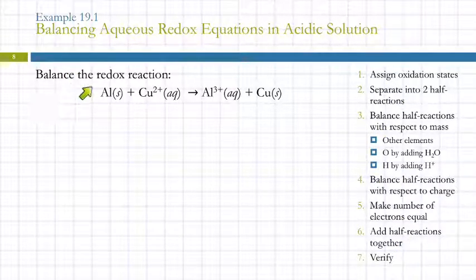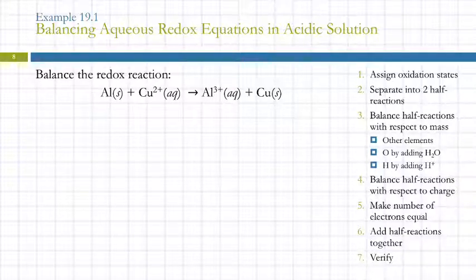So we're supposed to balance this redox reaction. We have aluminum, and we have copper ion, and those are reacting, and we're getting aluminum ion and copper metal. If you look at this, it is already balanced in terms of atoms, isn't it? There's one aluminum on each side and one copper on each side. But look at the charges. Over on this side, we have a total of +2 charge, and on this side, we have a +3 charge. How do you balance that?